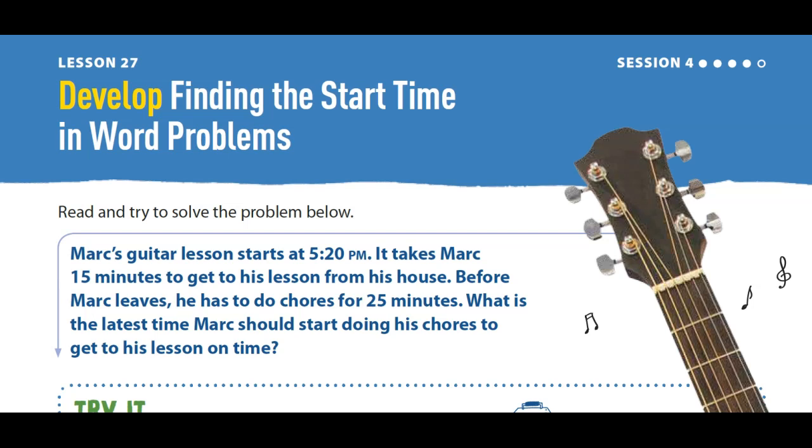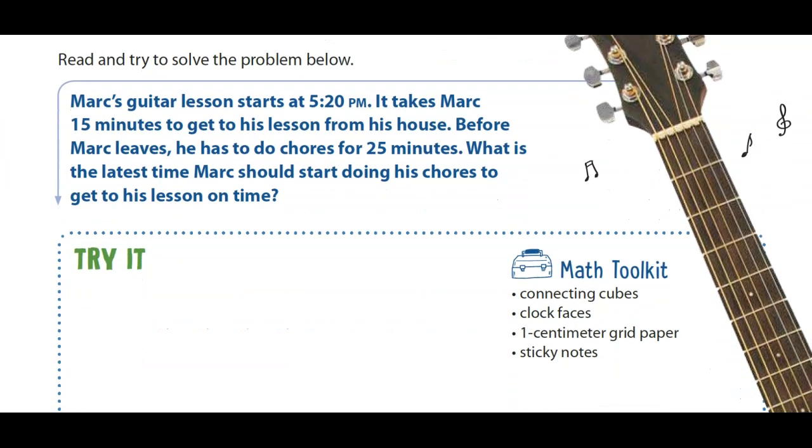So this is lesson 27, session 4, and we're finding the start time in a word problem. We'll know how long it took, and then we'll know when the event ends, and then we can figure out when it began. Read this together with me.